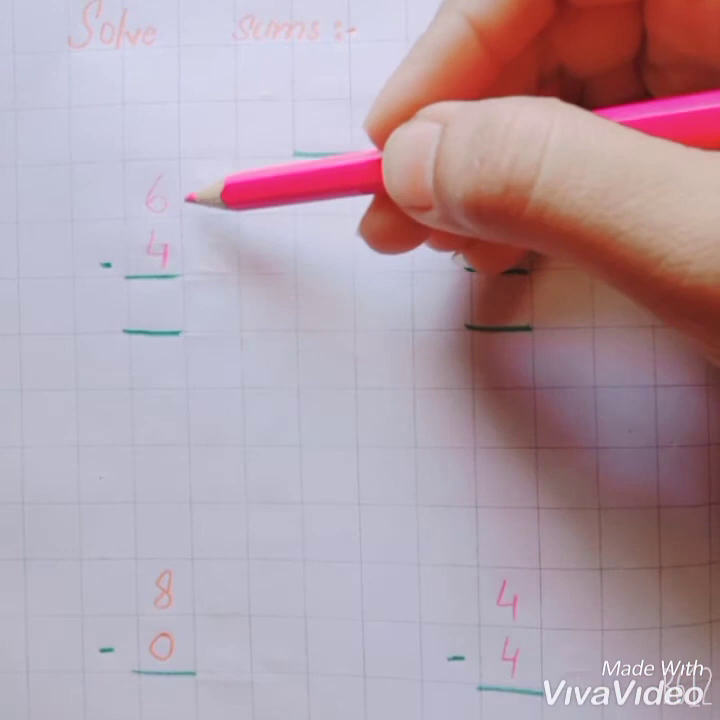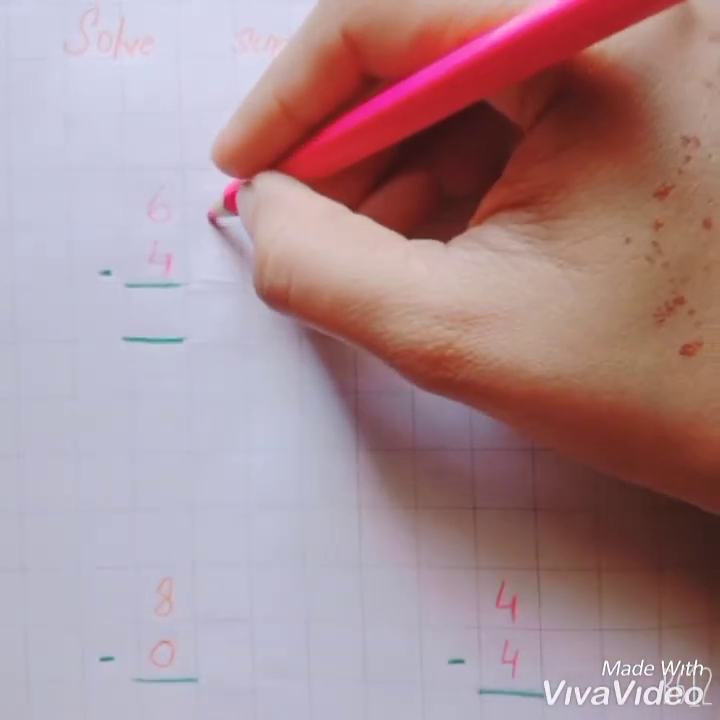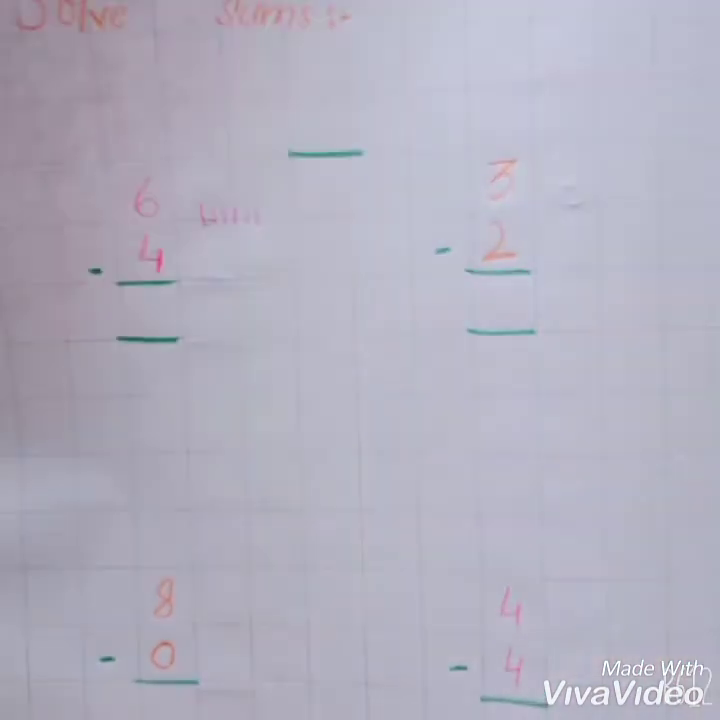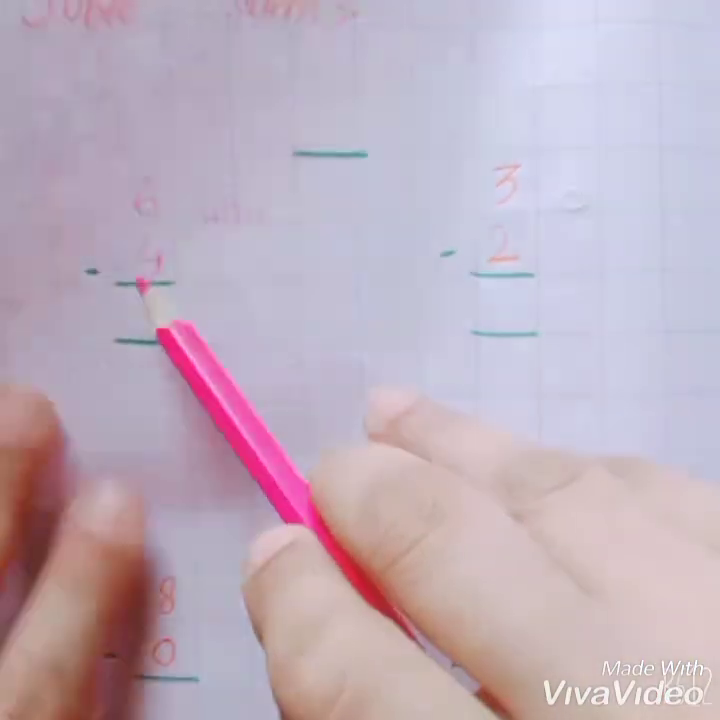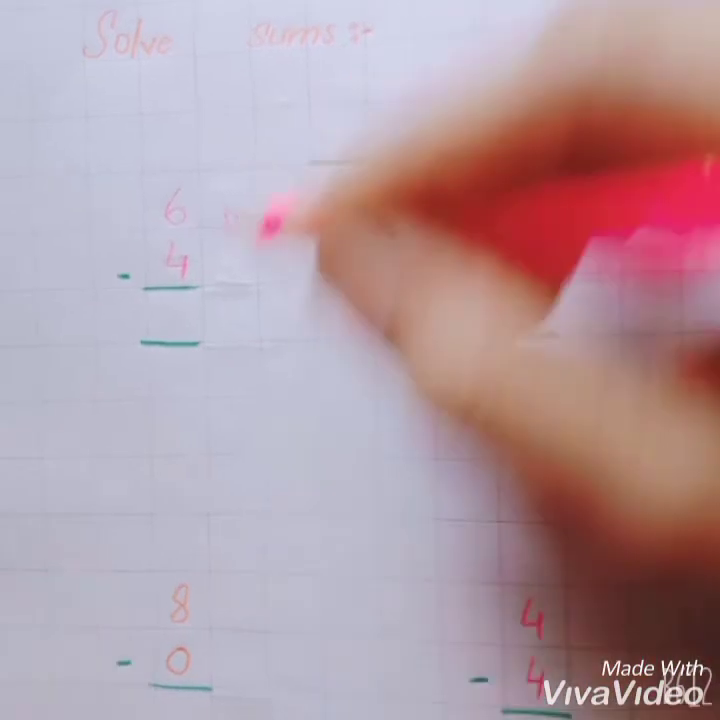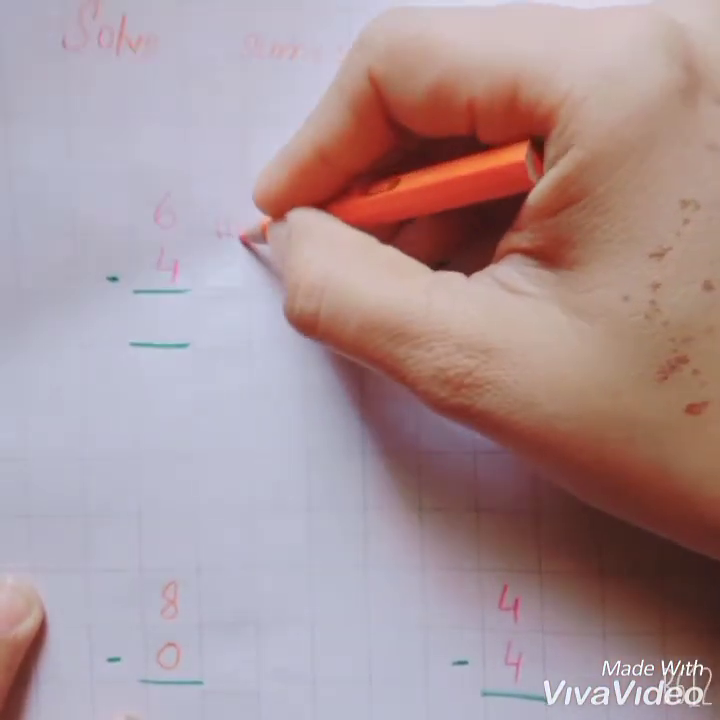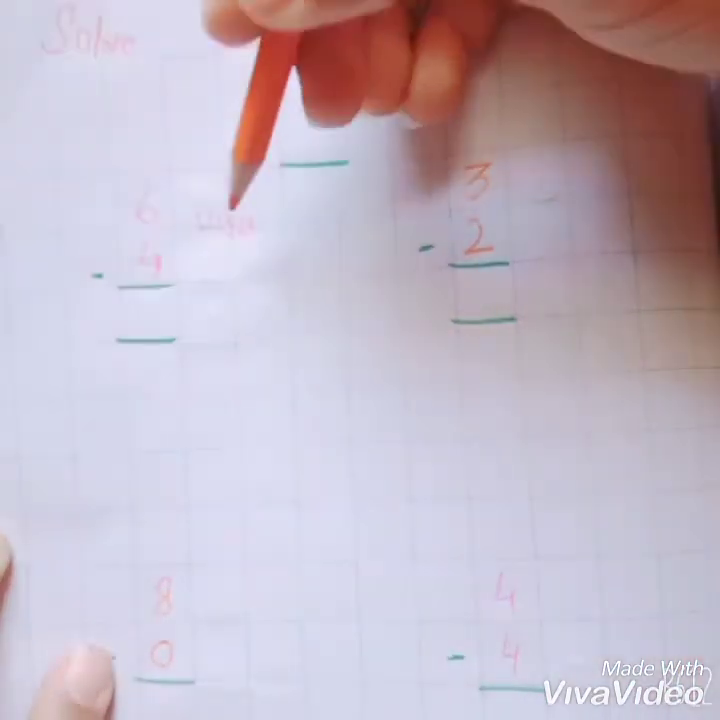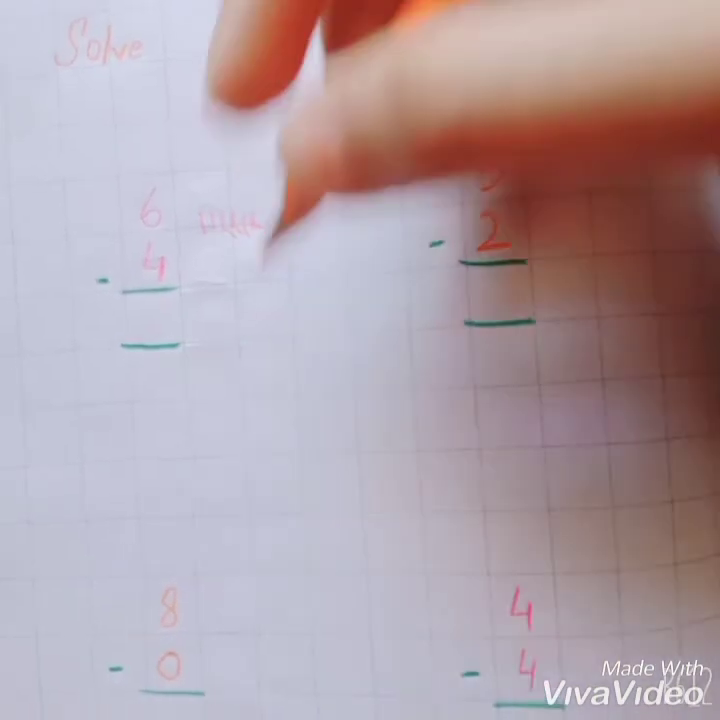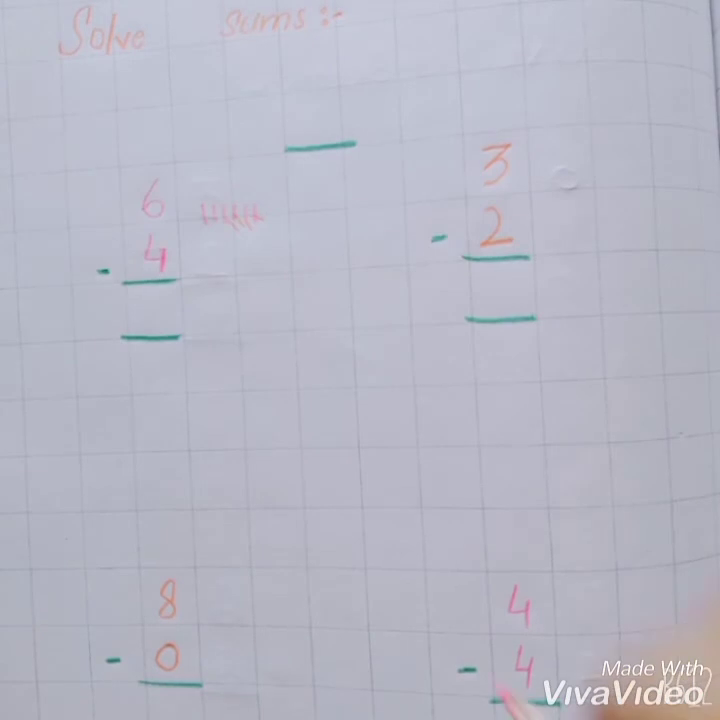Here's the 3 number, here's the 6 number. You have to draw here 6 lines. 1 2 3 4 5 6. Now you have to subtract 4 lines from 6. 1 2 3 and 4. How many lines remaining? 1 2. 2 lines are remaining. It means the answer is 2. So you have to write here 2.